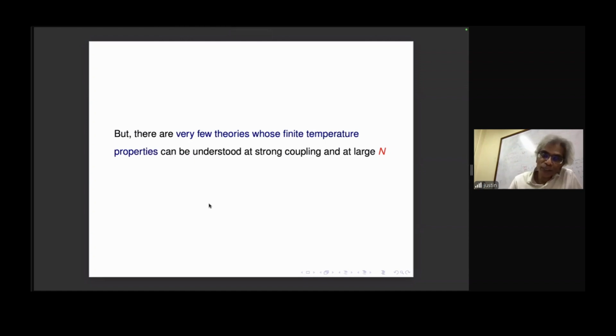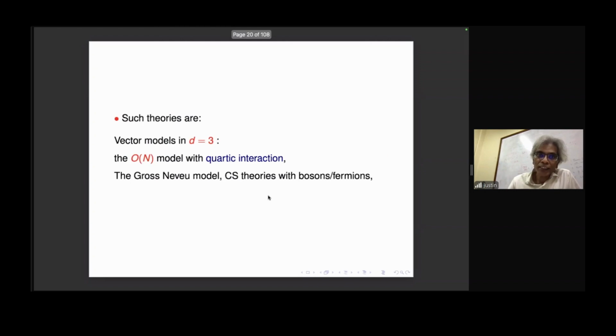Now, the difficulty with this sort of project is that there are very few theories whose finite temperature properties can be understood at strong coupling and at large N. Very few theories. And the methods are at present not strong enough. But a class of theories which is tractable is the O(N) model with the quartic interaction and the Gross-Neveu model with quartic interaction, and Chern-Simons theories with bosons and fermions, for which a lot of work has been done. So such theories are tractable, and one can try to address such questions in these.